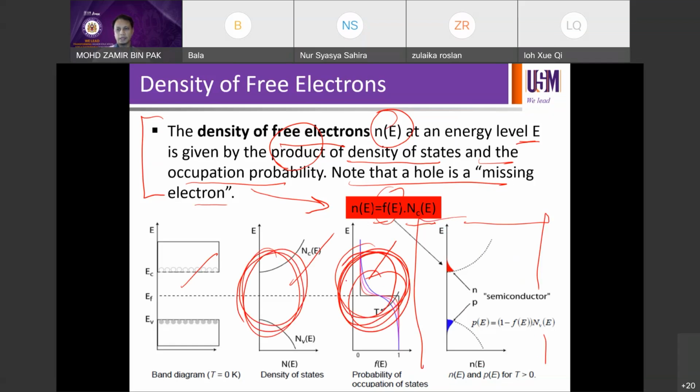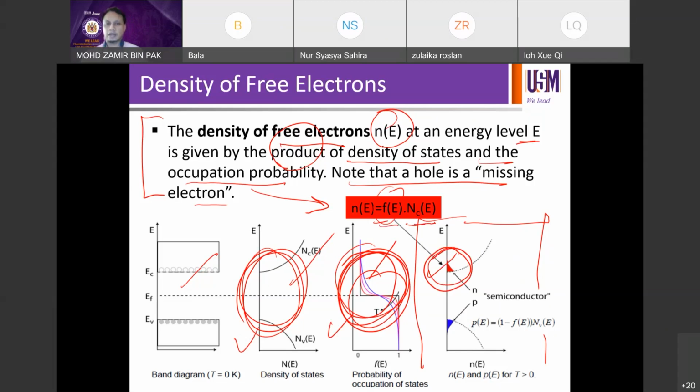Okay, if you look back at it, it's just the overlap between your probability of occupation and the allowed energy states at energy level E per centimeter cube per energy interval, right? So it's just an overlap between this and this, which will give you this. So N(E) is F(E) times N_C(E).